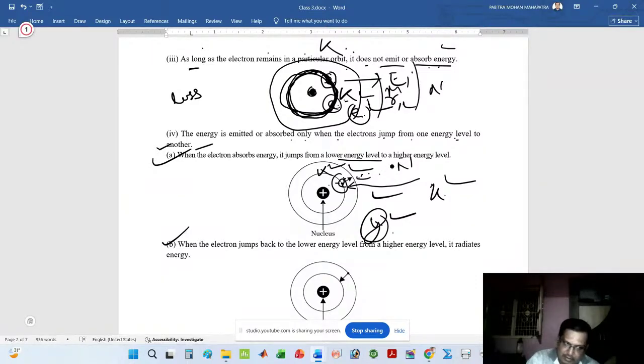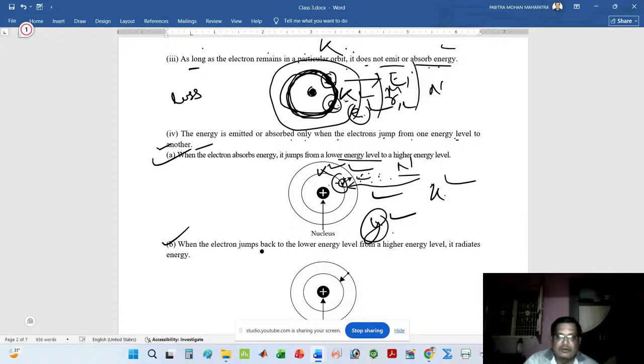If an electron attains the corresponding energy of the cell, then it will shift to that cell. If it attains the energy of L cell, then it jumps from K to L. If the electron attains the energy of M cell, then it jumps from K to M cell. If the electron attains the energy of N, then it jumps from K to N.